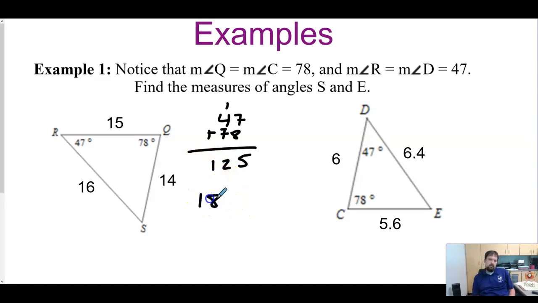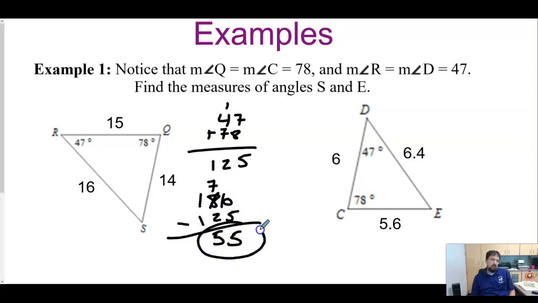So I'm going to take the 180 degrees inside the triangle and subtract 125 from that to see what I get. We'll do old-fashioned math. 180 minus 125 gives us 55 degrees for my angle S and my angle E. So just 180 minus the sum of the other two.